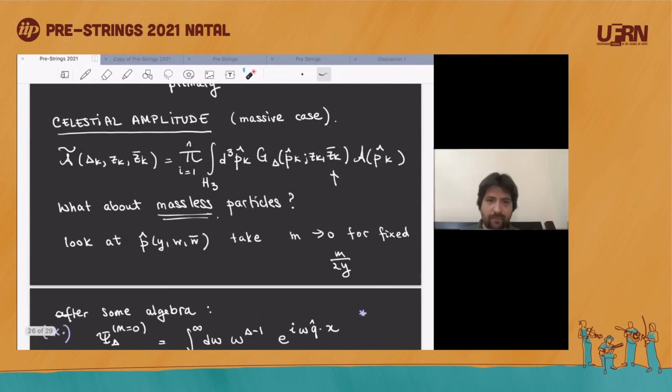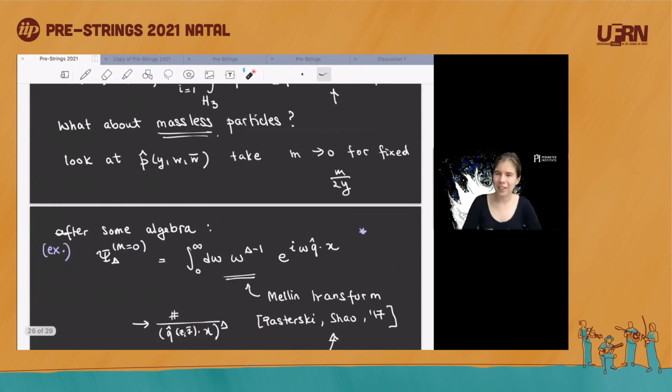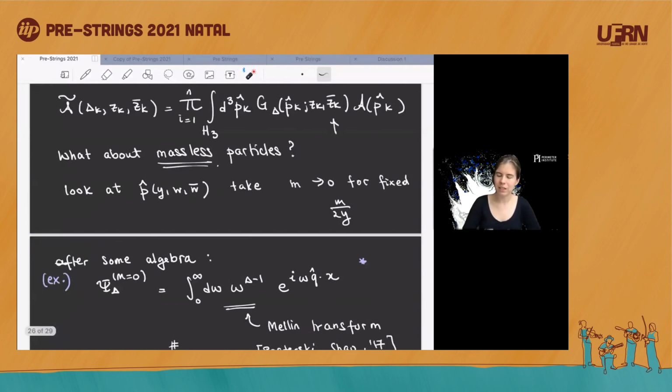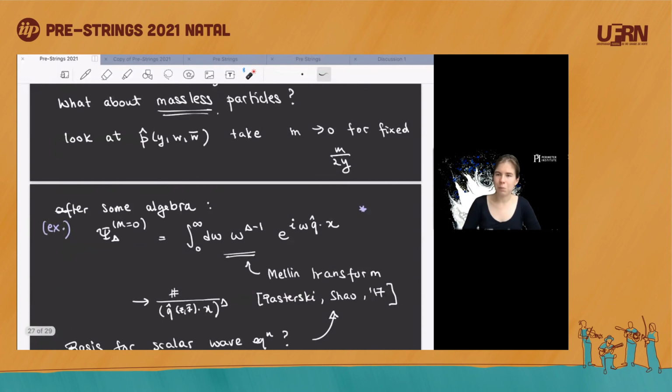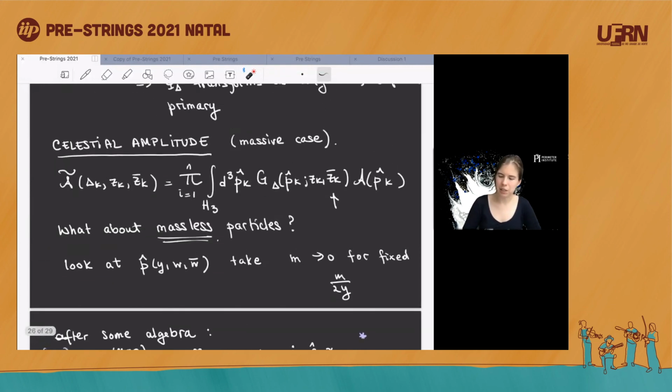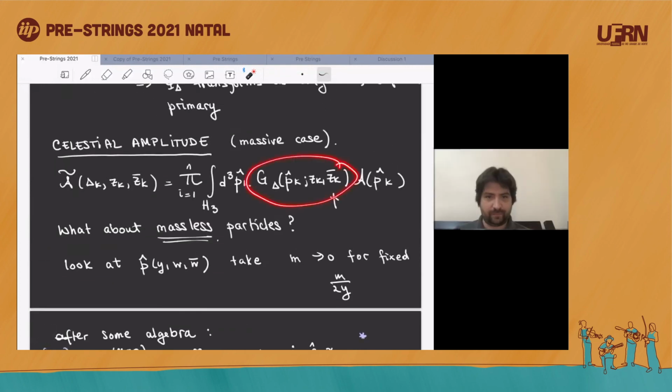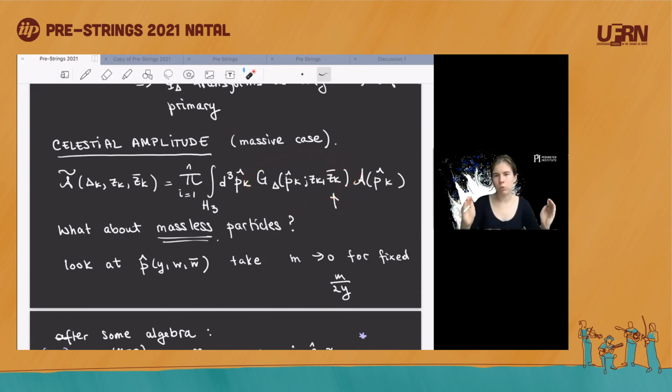If you do the thing I suggested, namely just take the massless limit of this formula, you're going to find two terms. There is a formula for this G. One of them is going to be proportional to a delta function, and the other one is going to be just proportional to something like 1 over z minus w_k, to some power, to the delta. One of them is going to reduce to some kind of 2-point function.